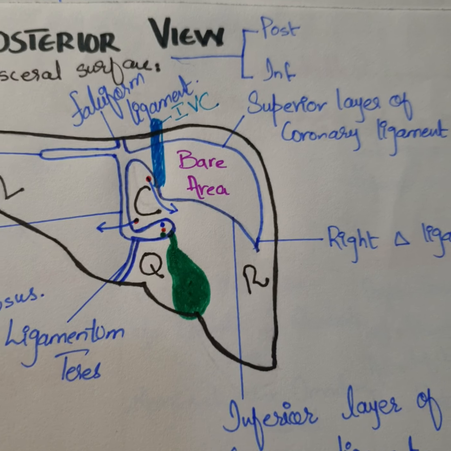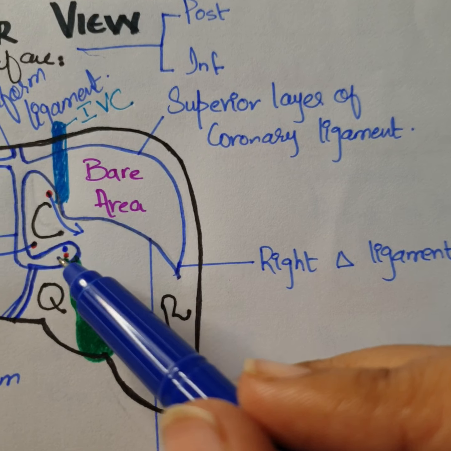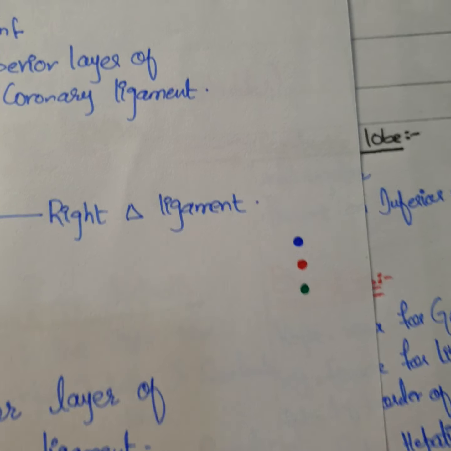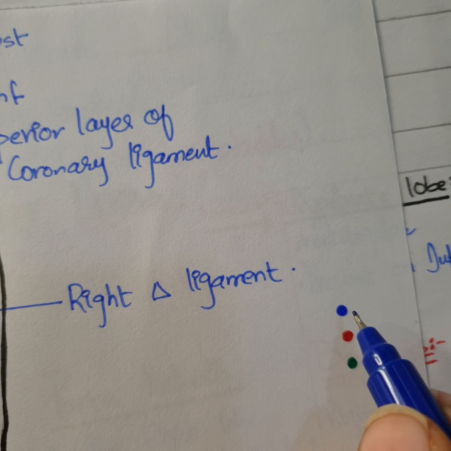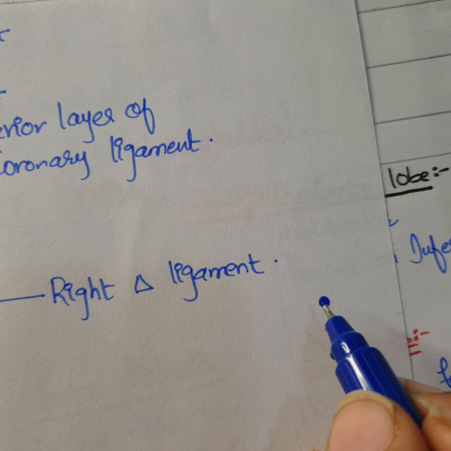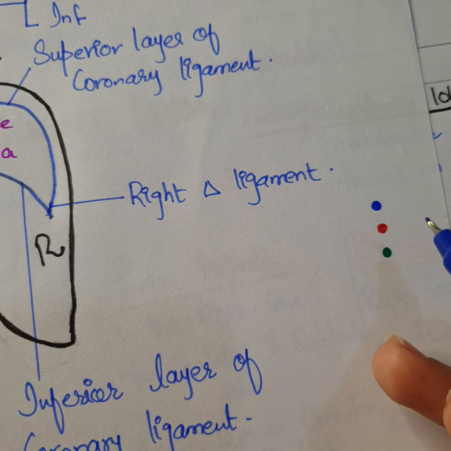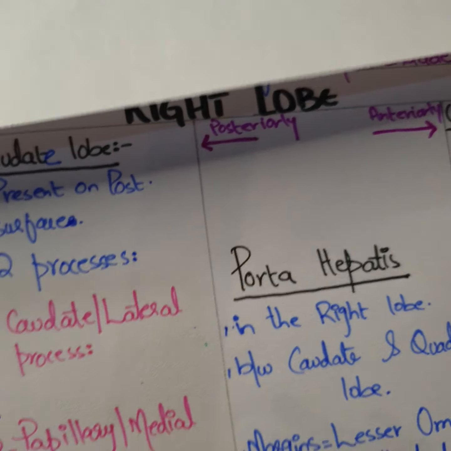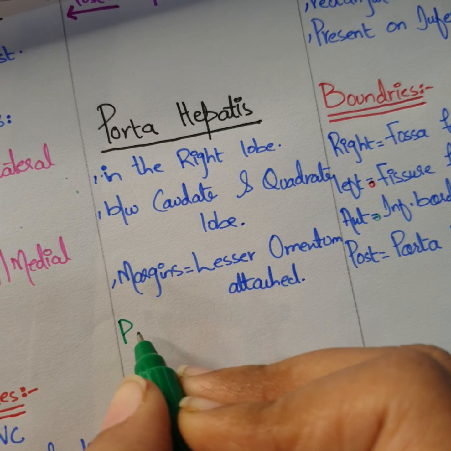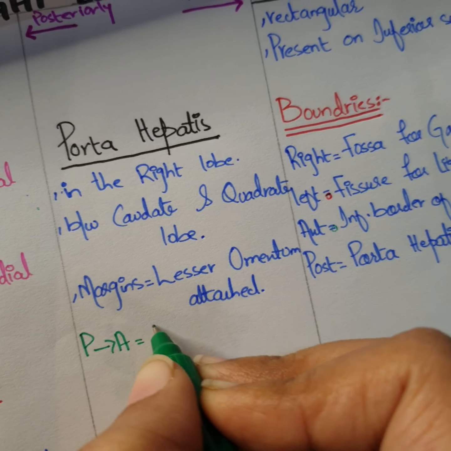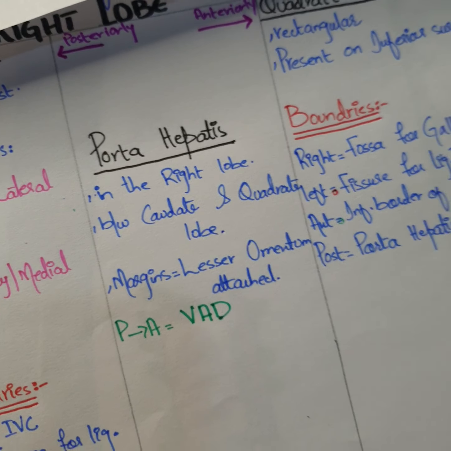Now from posterior to anterior, what is present in the porta hepatis? Most posteriorly we have the portal vein, then we have the hepatic artery, and most anteriorly we have the bile duct. So the structures passing from posterior to anterior are the portal vein, hepatic artery, and bile duct.